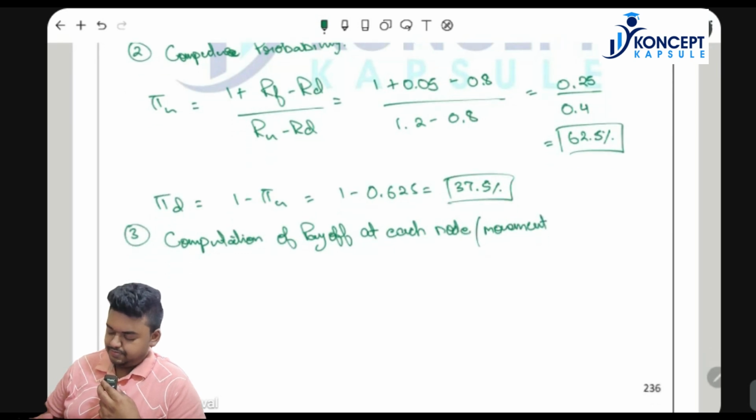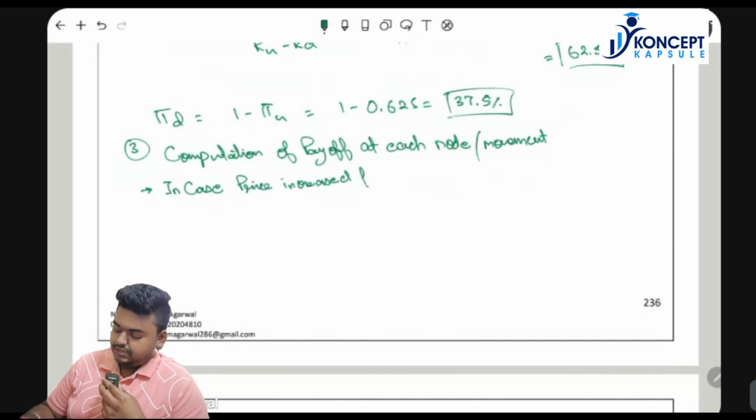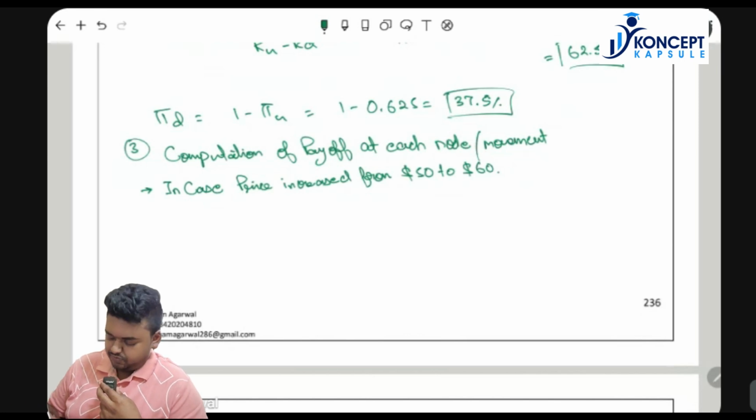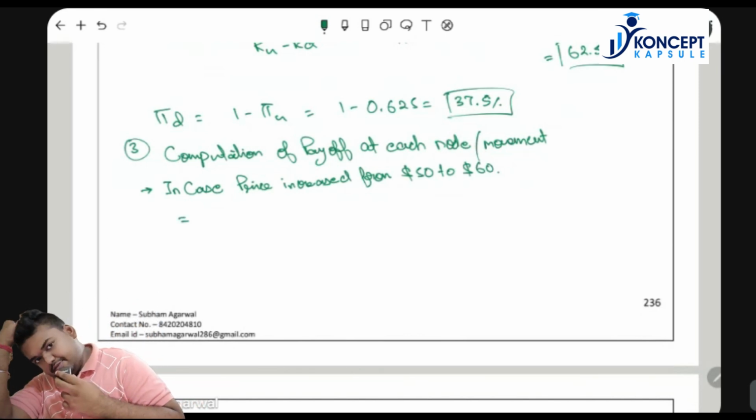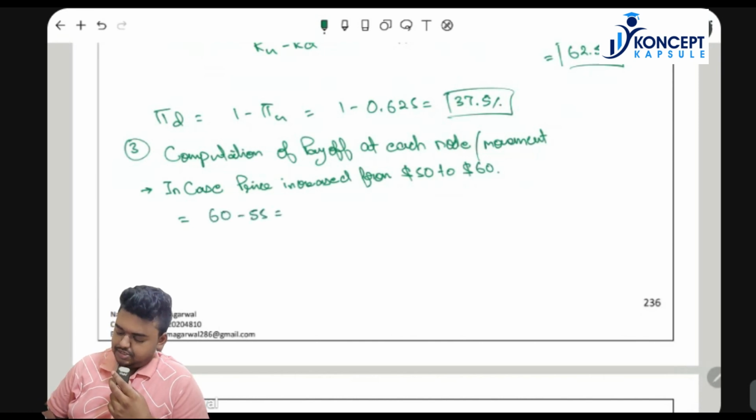Okay, what is computation of payoff? In case the price has increased from $50 to $60, what is the payoff? Guys, what is the payoff? What was the strike price? Strike price was 55. So the payoff will be 60 minus 55. Yes, this is the benefit that the person will get: $5.